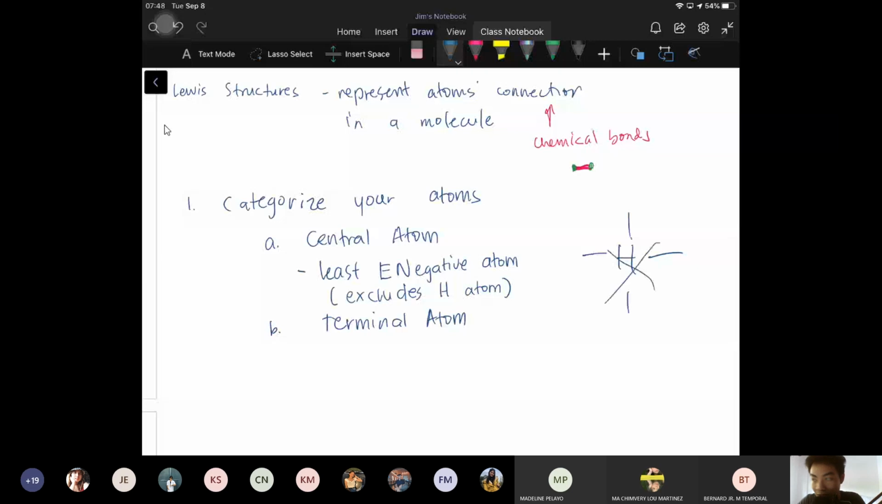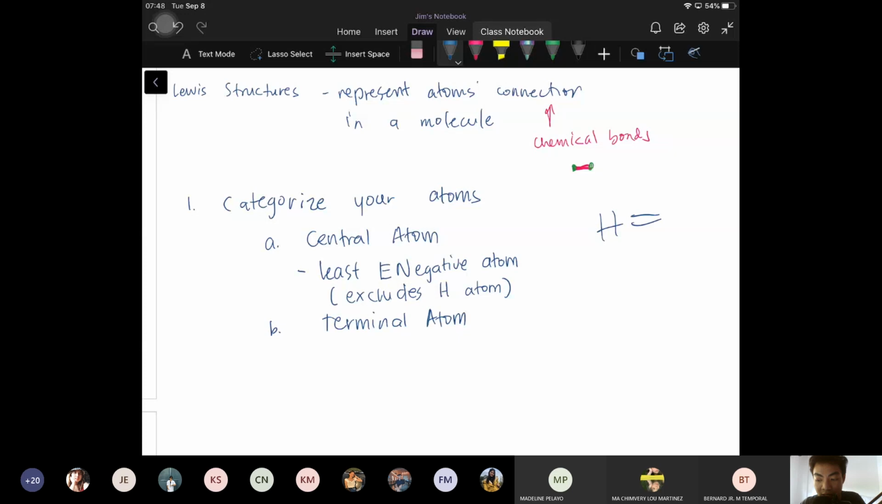Walang ganyan, no? Kasi pag ginawa nyo yan, magagalit yung lumikha ng lahat ng atoms. So, yeah. Walang ganon. So, hydrogen will never be a central atom for the reason that it can only hold 2 electrons. Anything in excess, hindi pwede. S orbital lang kasi meron siya, 1s orbital. So, hindi siya pwede kumuha ng more than 2 electrons. That's why ang H, kaya niya lang mag-form ng single bond.